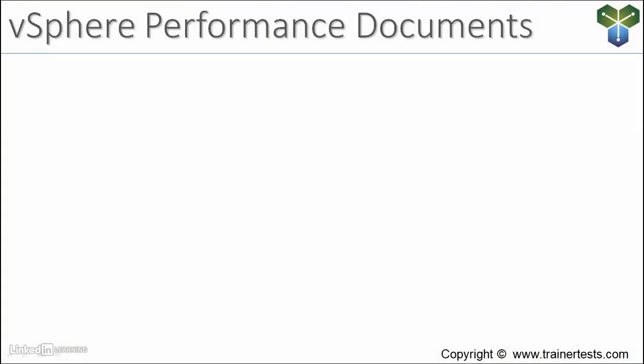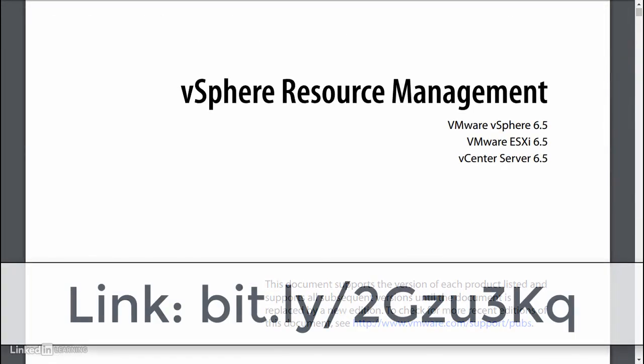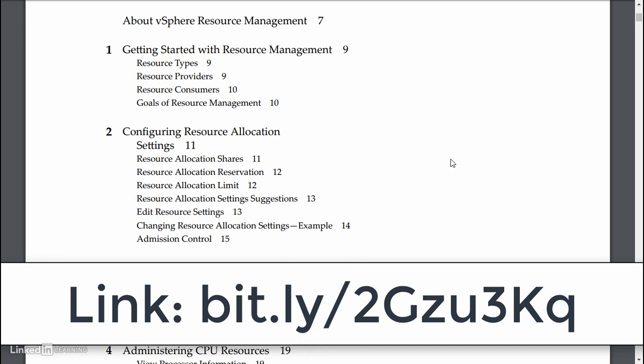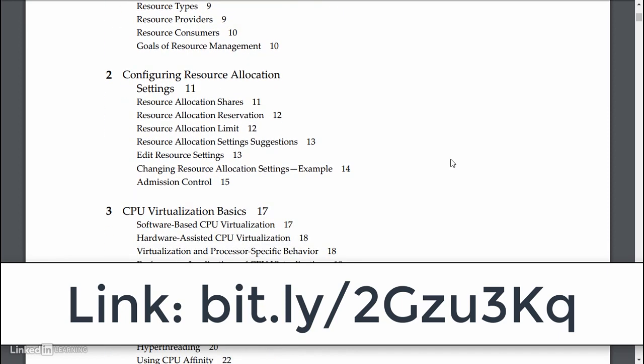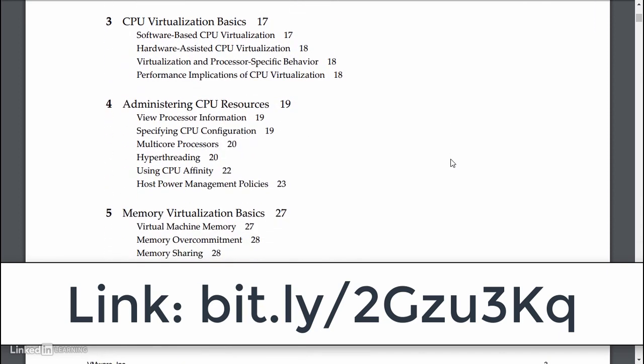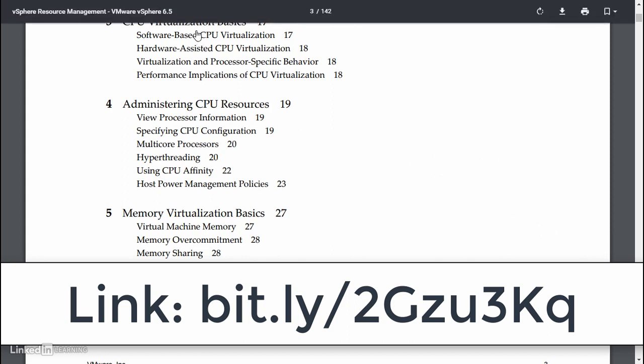So there's some great documents that you can utilize to learn more about CPU performance in vSphere. The first document I want to show you is the vSphere resource document for vSphere 6.5. And there's a similar document for vSphere 6.7 if you're on that release. So as you can see, this document's going to walk you through resource allocation, like shares and limits and reservations. It's also going to explain CPU virtualization basics. So some of the stuff that we talked about here is covered to a certain extent.